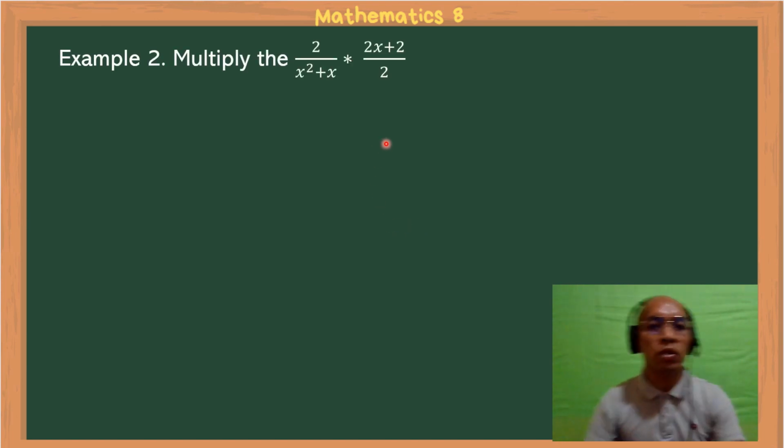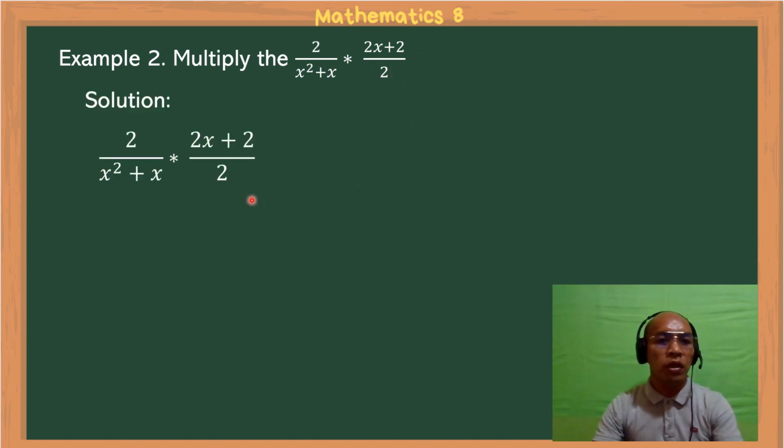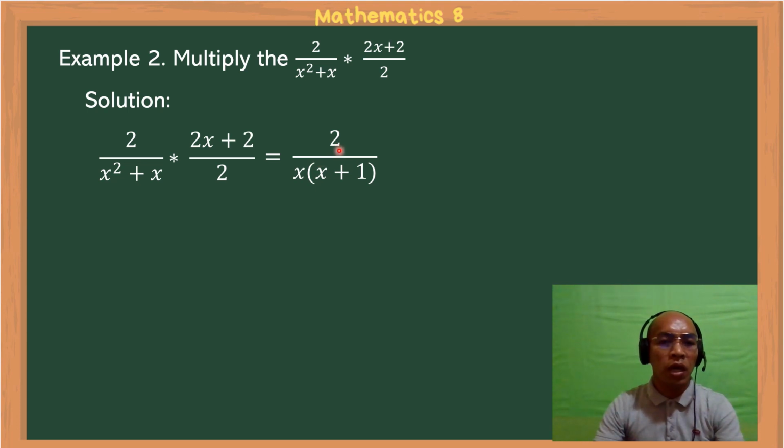So let's have example number 2. 2 over x squared plus x times 2x plus 2 all over 2. First, we are going to factor out the numerator. In the first expression, 2 over x squared plus x, our denominator can be factored by common monomial factoring. Notice that x squared and x have the common monomial factor, which is x, the lowest exponent. To obtain the other factor, x squared divided by x is x. Then x divided by x is positive 1. So this is now the factored form of this first expression.